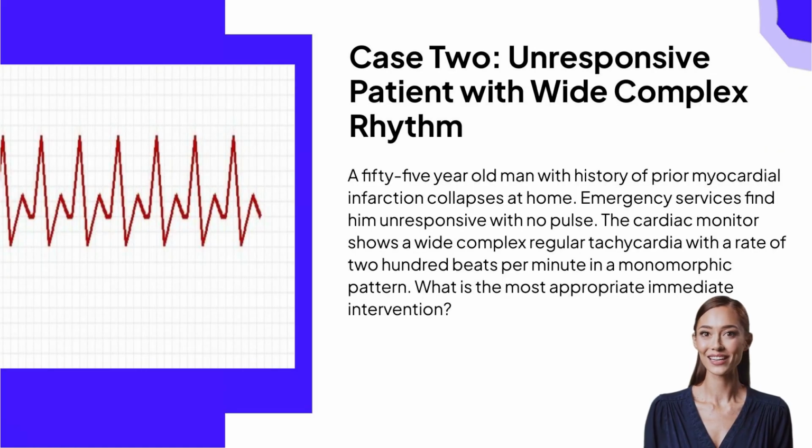Here is our second case. A 55-year-old man with history of prior myocardial infarction collapses at home. Emergency services find him unresponsive with no pulse. The cardiac monitor shows a wide, complex, regular tachycardia with a rate of 200 beats per minute in a monomorphic pattern. What is the most appropriate immediate intervention? This is a cardiac arrest scenario, so think quickly about what you would do.